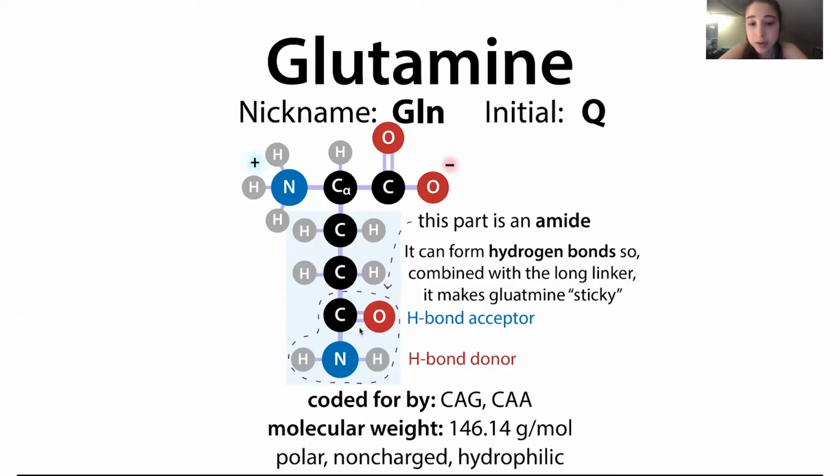And because they have both an acceptor and a donor in their side chain, they can form hydrogen bonds with either an acceptor or a donor. And so this is going to make it really sticky. And so now let's see an example of this at work in the case of Huntington's disease.